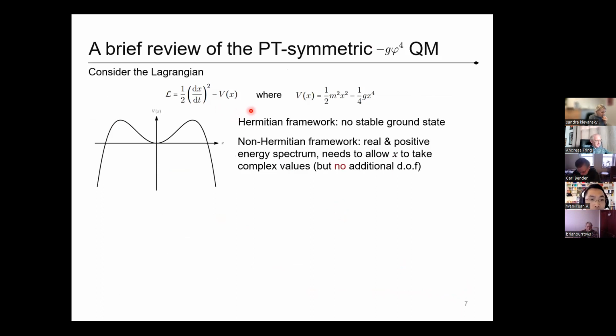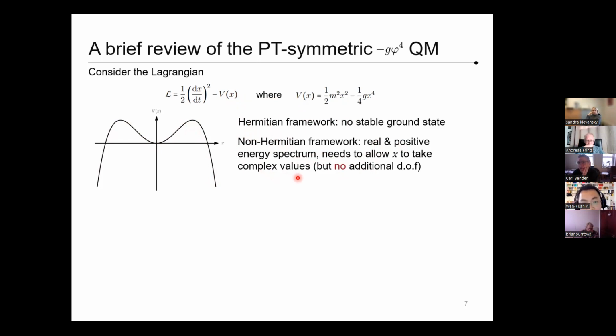Now, let me review the PT-symmetric minus g phi^4 theory. We start with this Lagrangian. In the potential, we have a positive mass term, but a negative quartic potential. The potential looks like this. In the Hermitian framework, this potential does not have a stable ground state, and therefore this theory is thought to be ill-defined in the Hermitian framework. However, in the non-Hermitian framework, this theory actually has a real and positive energy spectrum. To implement this, we need to allow x here to take complex values.